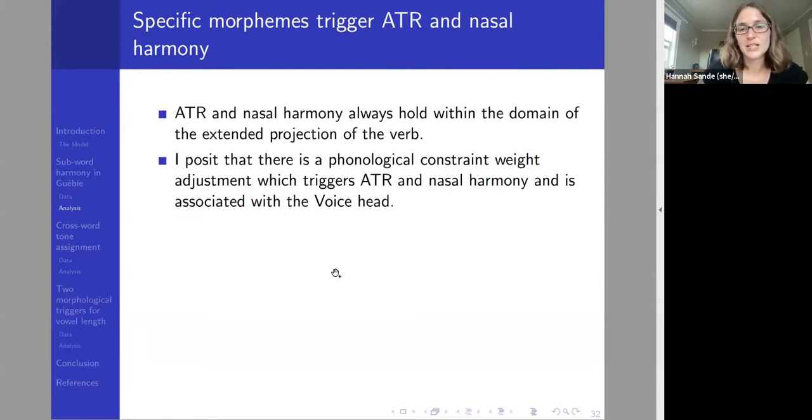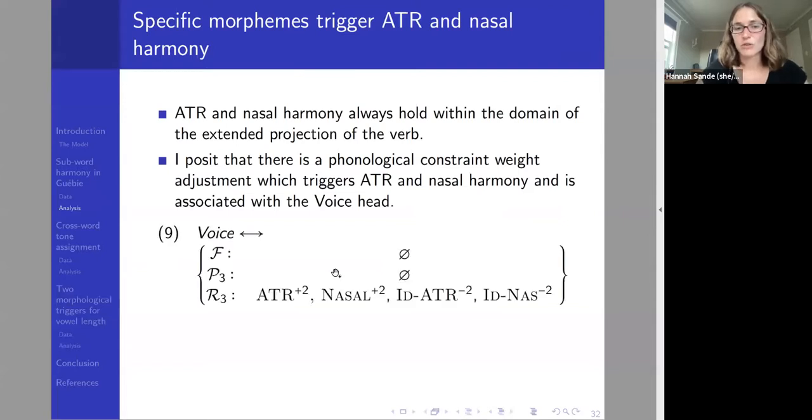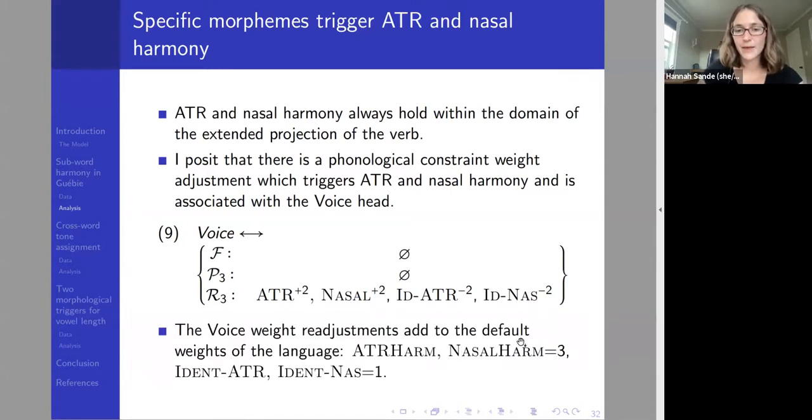So I'm going to posit that there's a phonological constraint weight adjustment that triggers harmony that's associated with the voice head. So the vocabulary item for the voice head will look like this. When you have the voice feature, it's associated with no underlying phonological form or prosodic subcategorization, but it's associated with some adjustments to the constraint weights. And these will literally add to or subtract from those default weights we saw earlier. And the result is that now the markedness constraints that say have harmony are weighted higher than the faithfulness constraints.